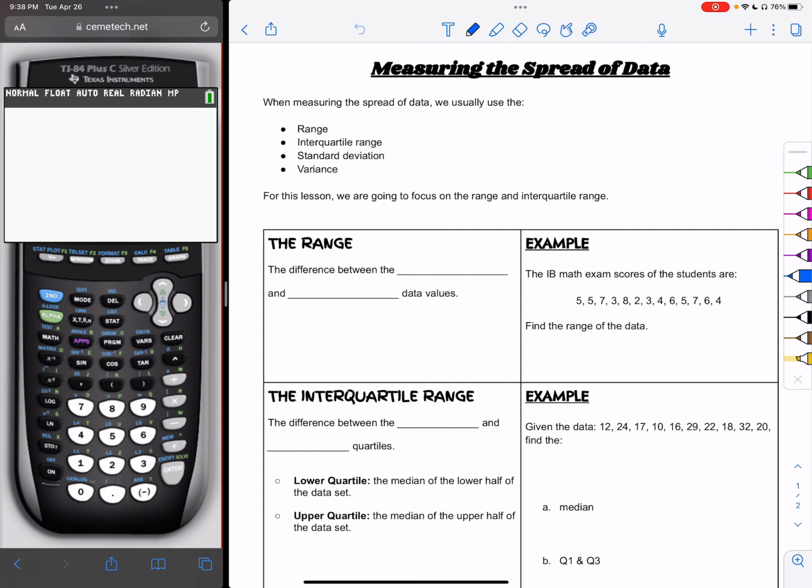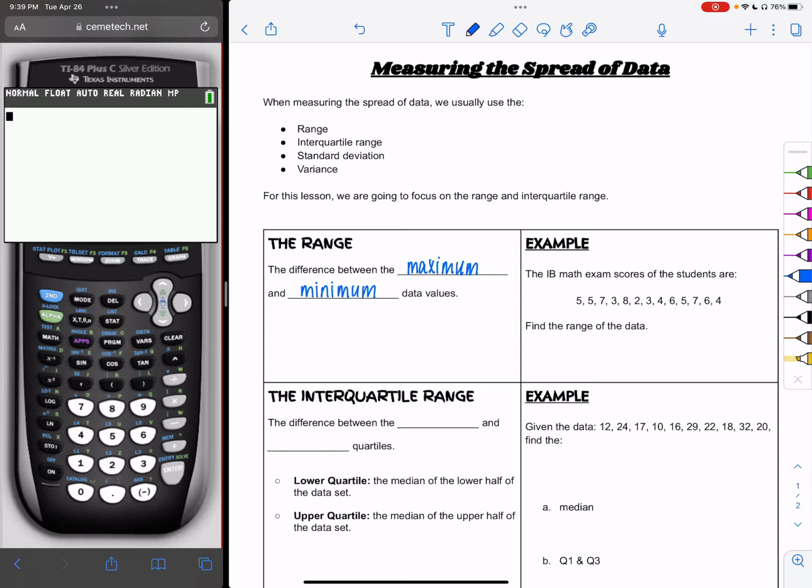Anytime you want to find the range, you need to know that the range is the difference between the maximum and the minimum values. Basically, you take the greatest number and the smallest number in the data set and subtract them. So let's do an example here.